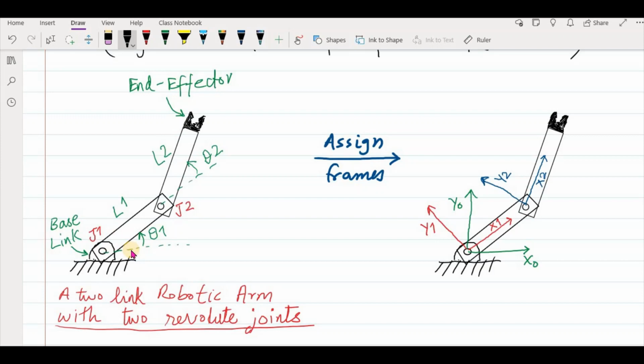So we want the position and orientation of this end effector with respect to this frame, reference frame. Okay, so let's assign also here a point on the end effector for which we are interested in finding the position. So let's say the point is here. So we are interested in finding the position and orientation of this point with respect to this reference frame x0 and y0.